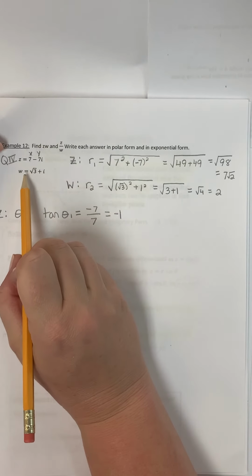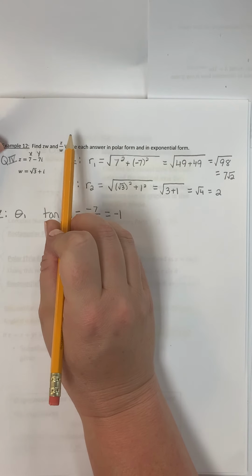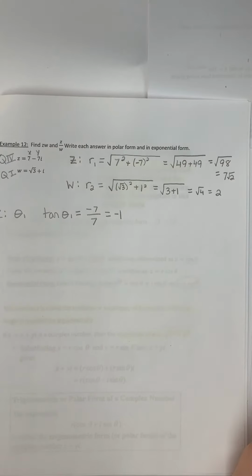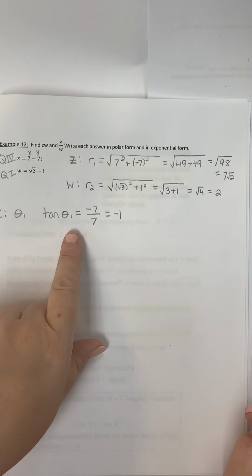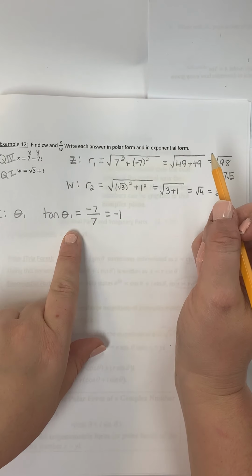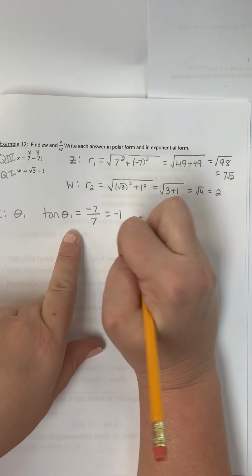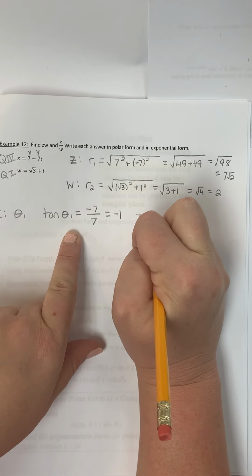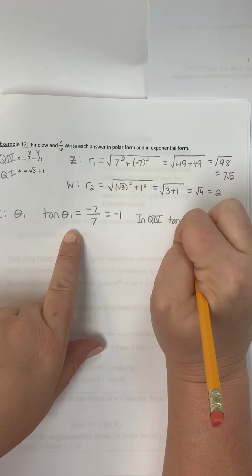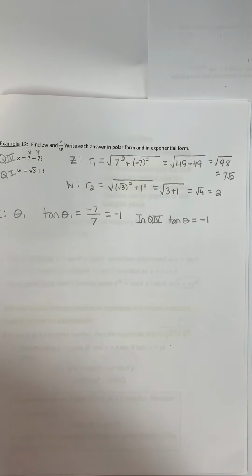For w, we have a positive root of 3 and a positive 1. W is in quad 1. Okay, so here I'm looking at theta 1. I'm looking for z's theta so that I can write him in polar form. So I'm looking in quad 4 for a tan theta that equals negative 1.